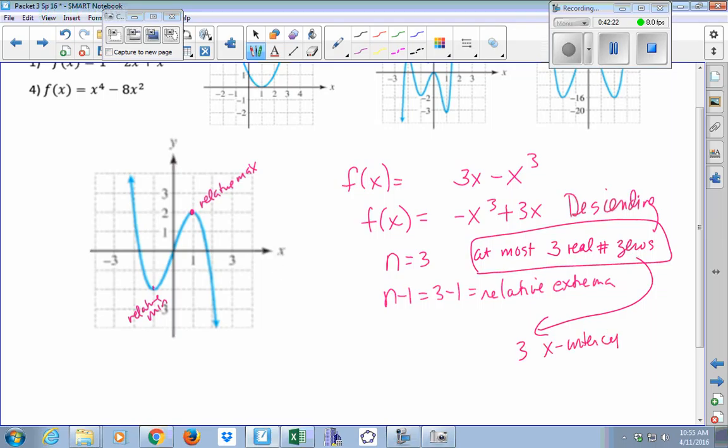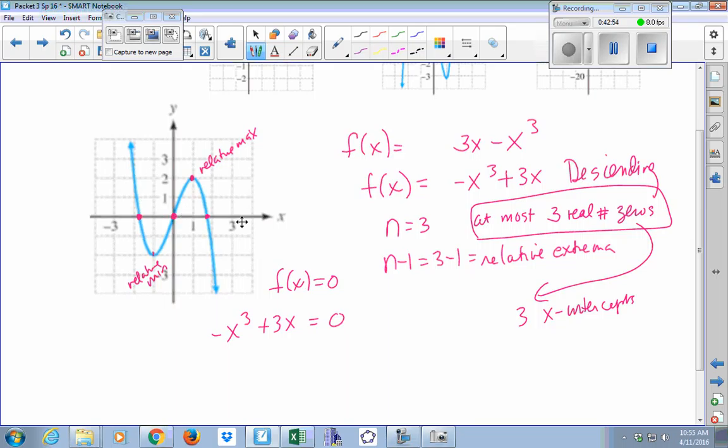So that's the most number of x-intercepts. It can have 3. And if you look right here, there they are, 1, 2, 3. Those are your 3 zeros of your function, and that translates to 3 x-intercepts. But what that also translates to, those x values are the solutions to this equation. You take your function and you set f of x equal to 0. So you set your function equal to 0. And to find those 3 values, you solve this equation.